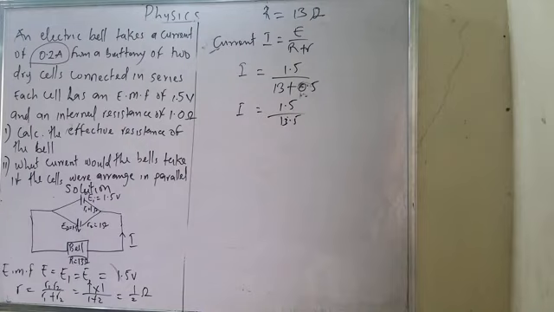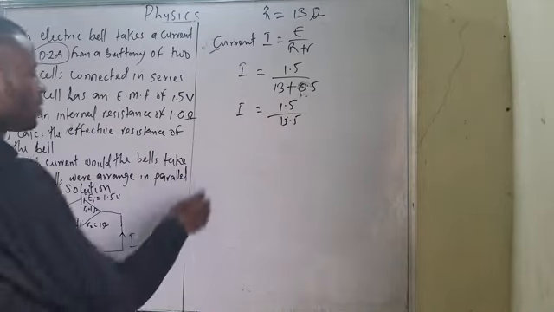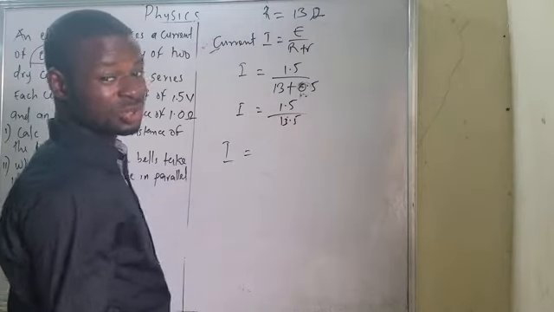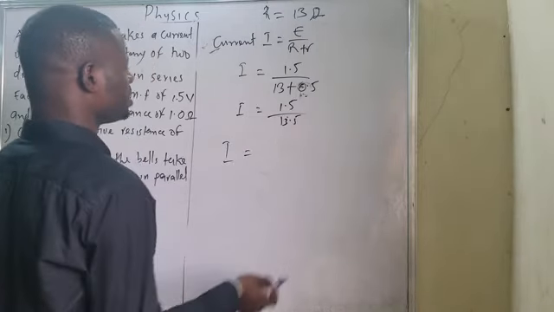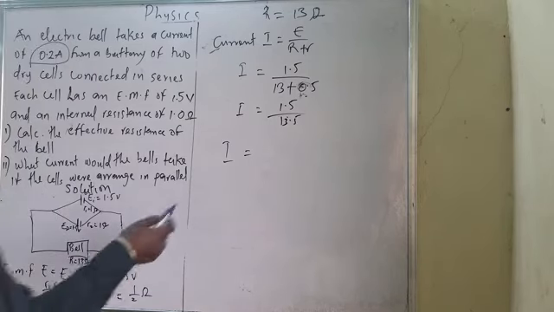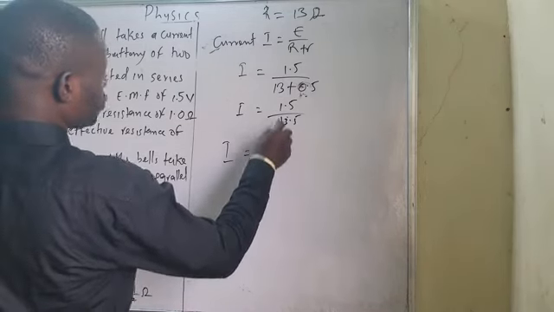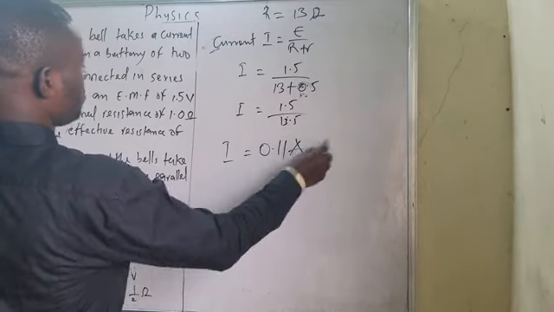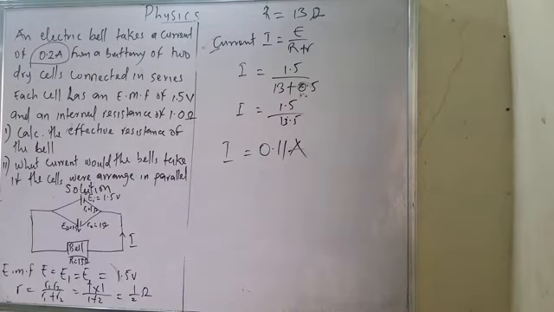Now, since I have that, I can press my calculator. 1.5 divided by 13.5 will be 0.11 ampere. Make sure you put the units there so that you are able to interpret what you are doing.